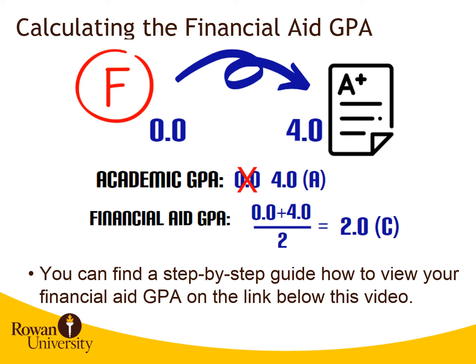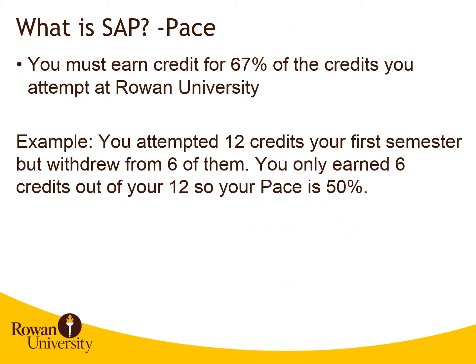So a lot of students wonder why they see a higher GPA on their transcript, but they're still being contacted for not meeting SAP. And this is usually the reason why. Now there is a step-by-step guide on how to find your financial aid GPA. If you scroll down to below this video, you'll see a link in our SAP section. And you can see exactly how to find that in your self-service banner.